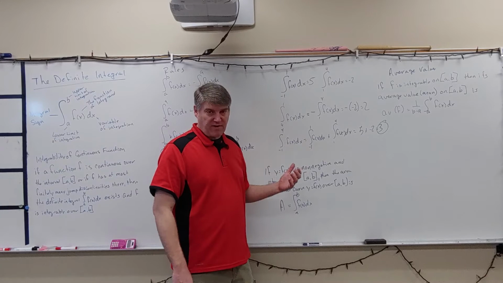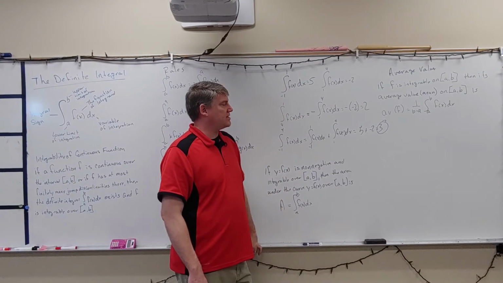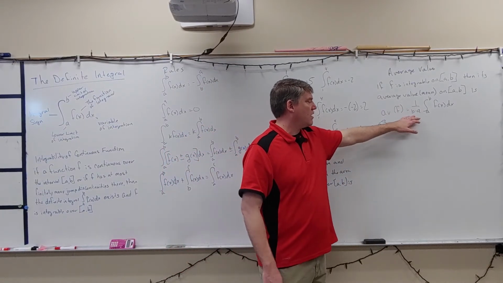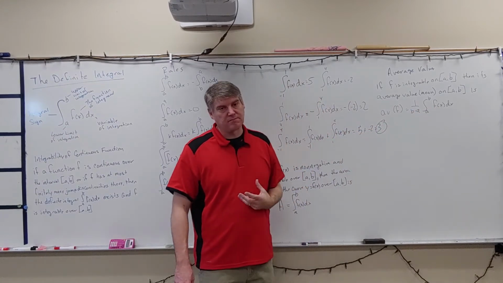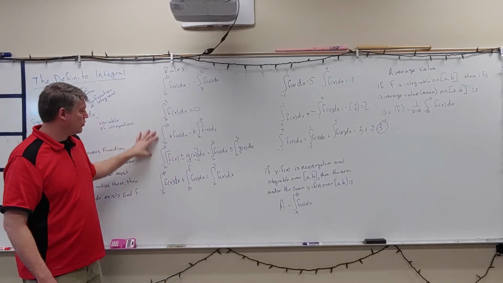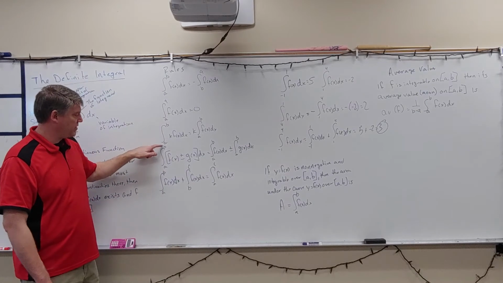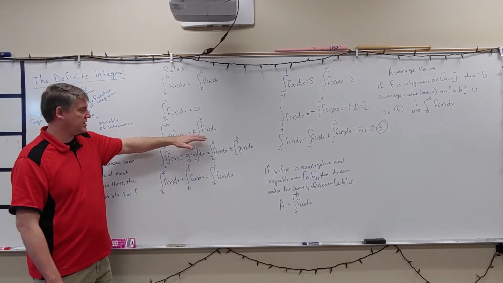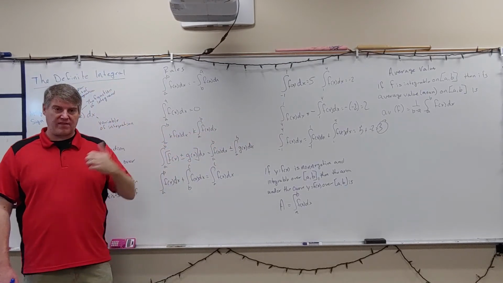Our average value formula: if f is integrable on a to b, then its average value, or the mean on a to b, is equal to 1 over b minus a times the integral from a to b of f of x dx. So this is just touching base on some of these rules of integration. We haven't actually talked about what I need to do here. We're still in the integral. We haven't taken the antiderivative yet and plugged values in. That comes next time.